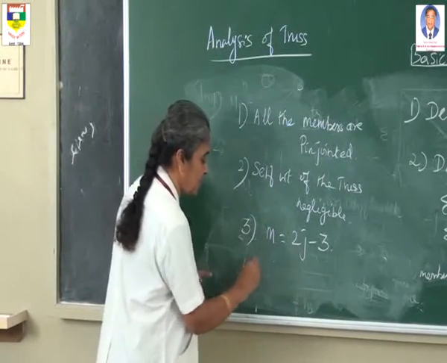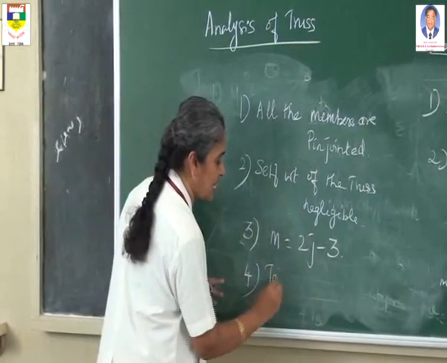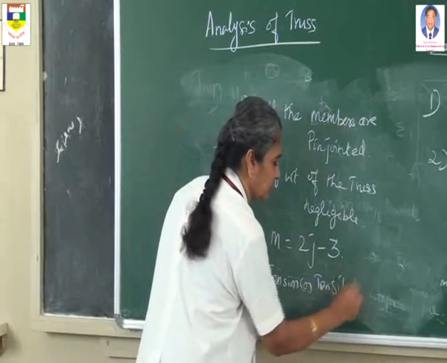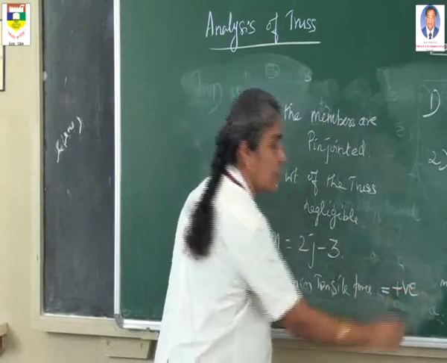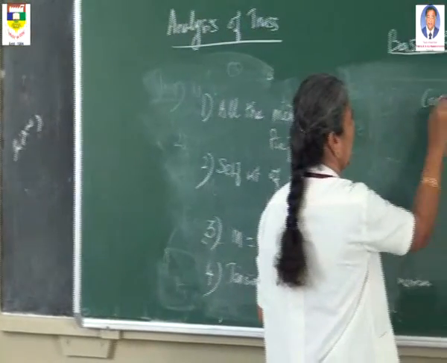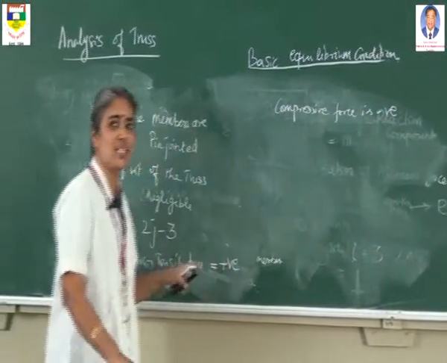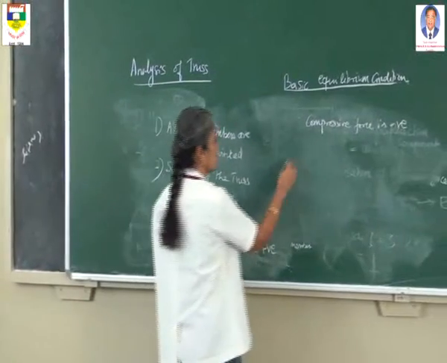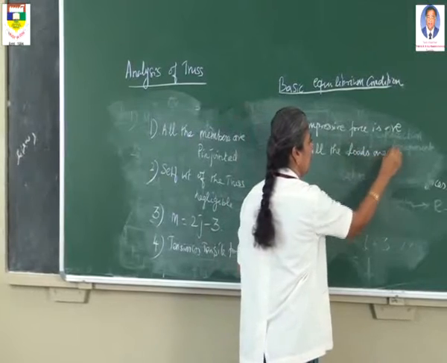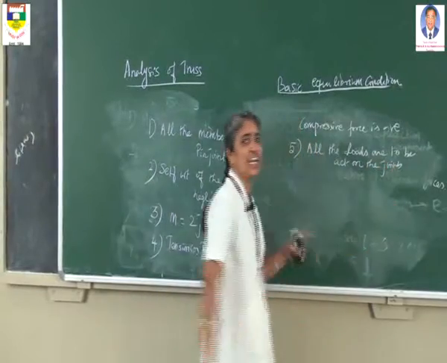Another condition is that we have to assume the sign convention before the analysis. I have taken the sign convention that tension or tensile forces are taken as positive, whereas compressive force is taken as negative. So this assumption also we have to make in the analysis. And the last assumption is that all the loads are to act on the joints. So the joints only carry the loads.